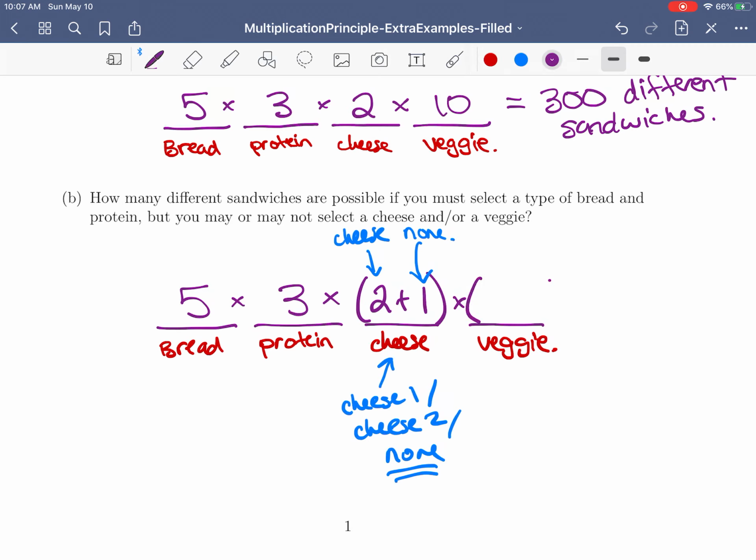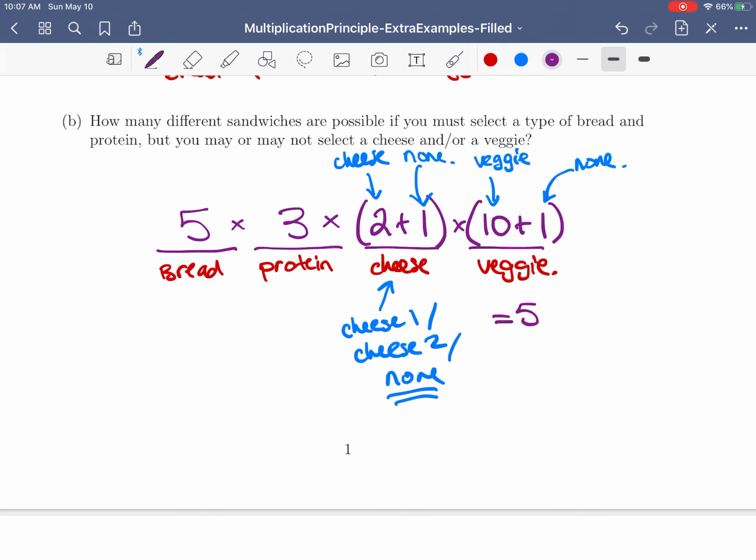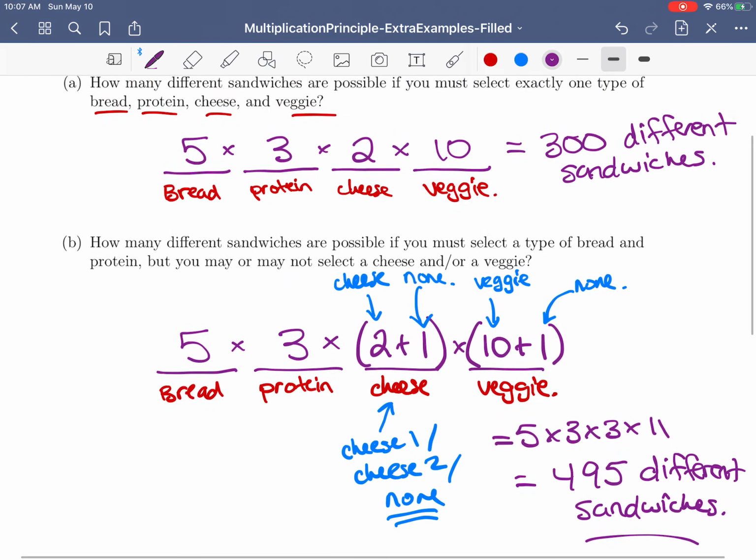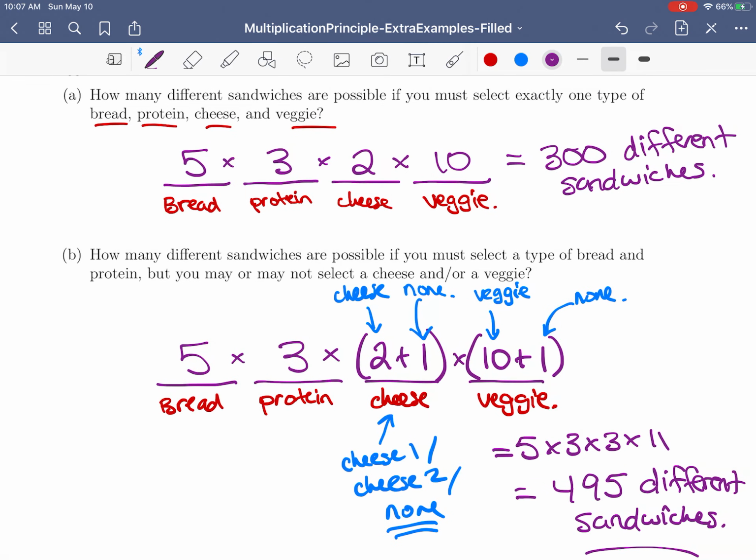So we can do the veggies in the same way. If we pick a veggie, there's 10 options. But we have this extra option because we could say no veggie. Okay, so what we actually want to do here is 5 times 3 times 3 times 11. And if you do that, you now get 495 different sandwiches. And notice this number is in fact bigger than it was in part A. So that makes sense.